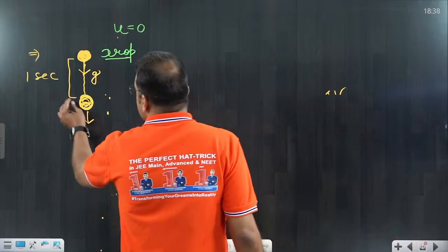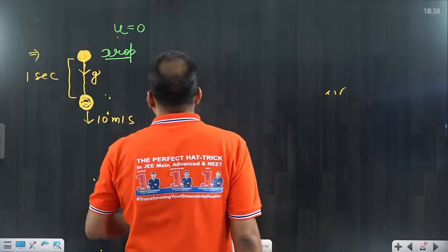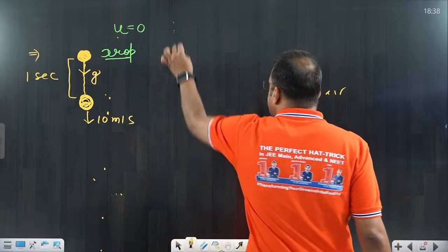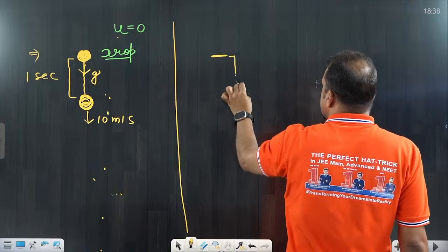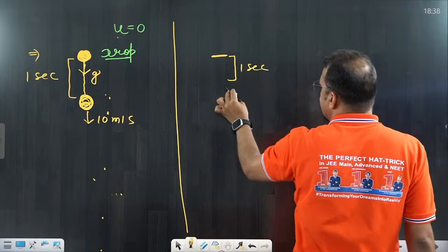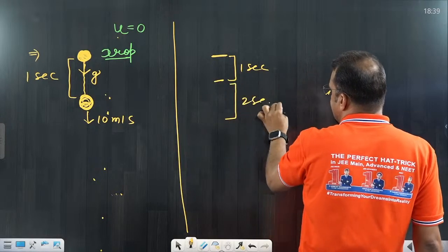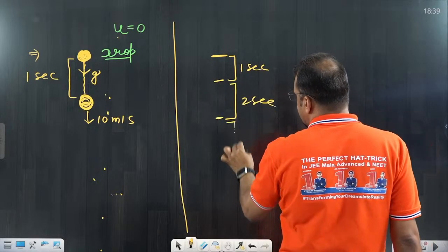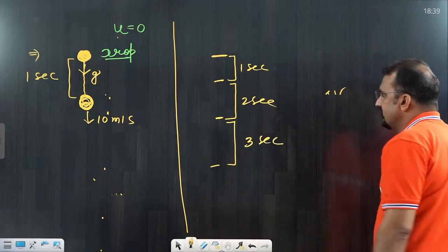That means if asked about this, it is going to be 10 meter per second after 1 second. So can I make a column like that? Let us assume a ball is dropped from here. This is 1 second. This is 2 seconds. Let us assume like that. Then after this is 3 seconds. You can write this for your future notes.